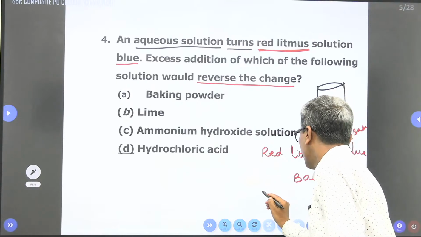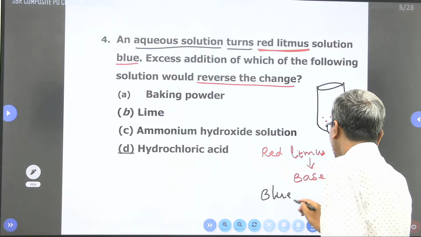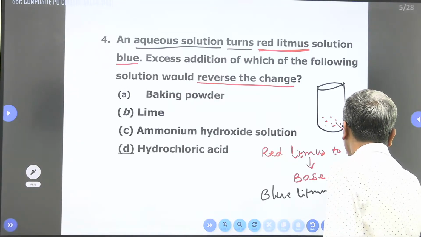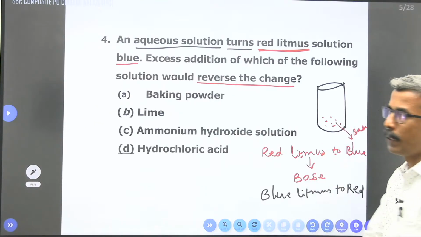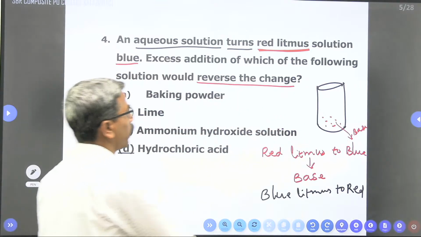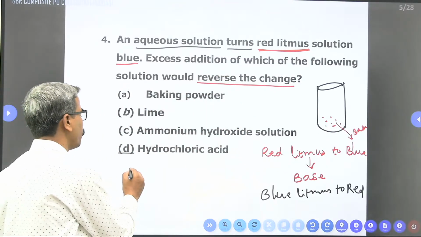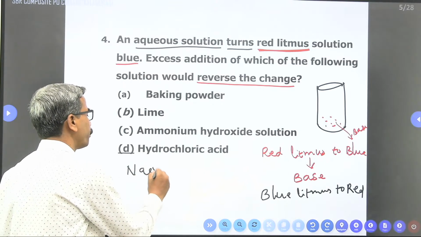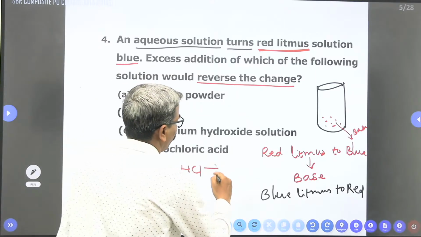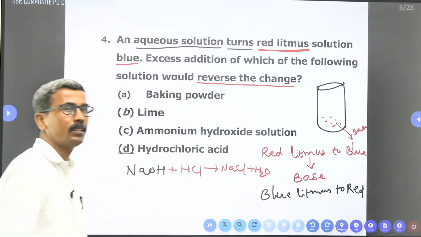Now what we are supposed to observe is, after adding which of these compounds, this blue litmus should turn to red. That means the solution is basic, and it should become acidic. We have known already, earlier I wrote one equation: if it is base NaOH, when you react it with acid HCl, it will form salt and water, and that reaction we are going to call neutralization.